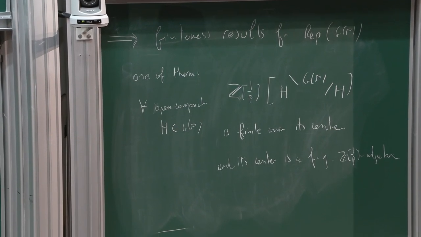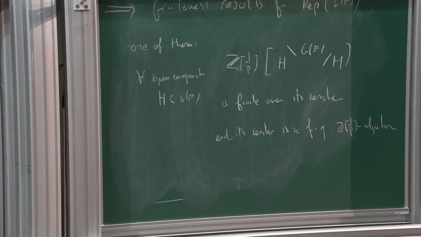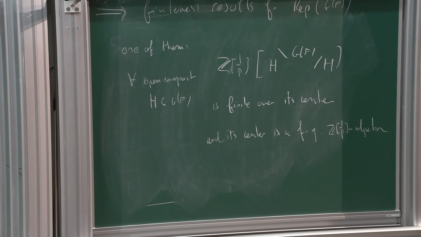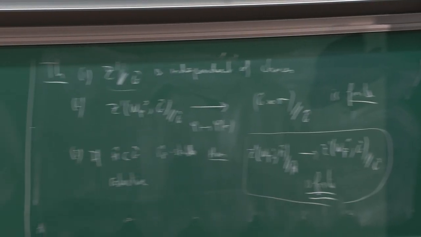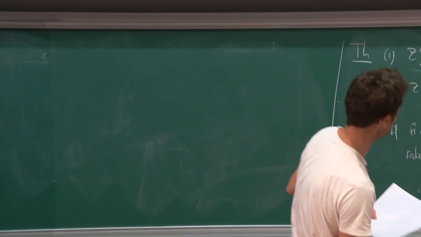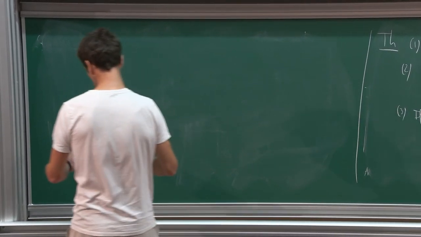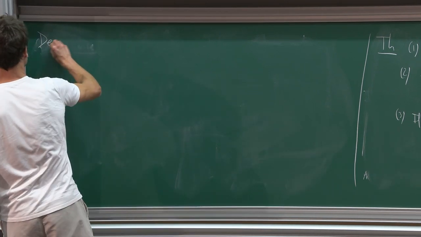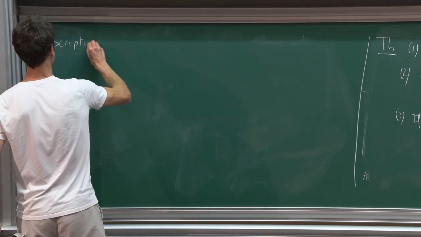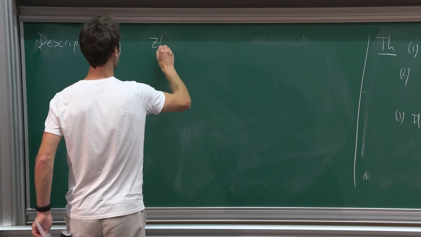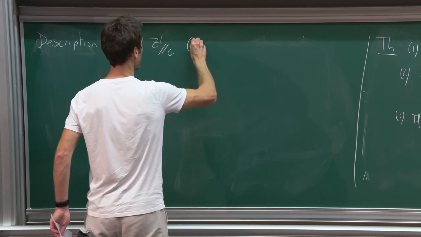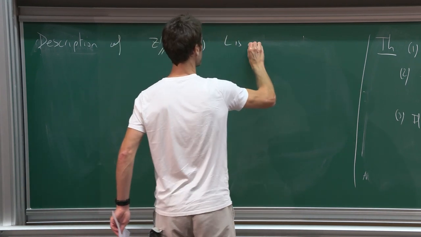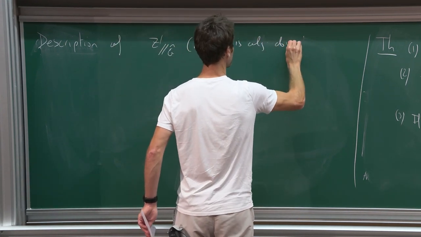I would just erase this one. And the last thing, one other thing I wanted to explain is that you can have a nice description of Z1 mod G over fields now. So at least up to homeomorphism. So description of a field of Z1 mod G over L, where L is algebraically closed, of characteristic not p.